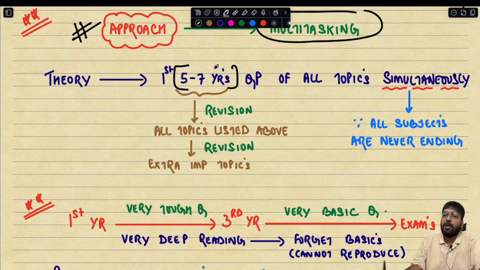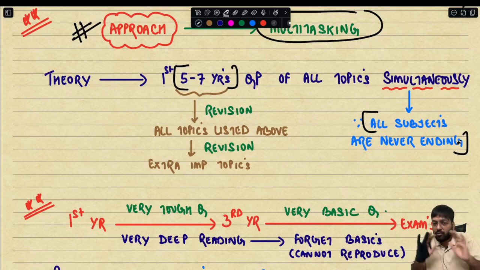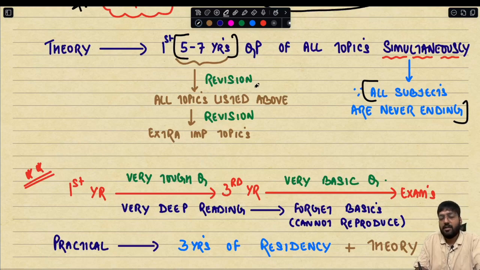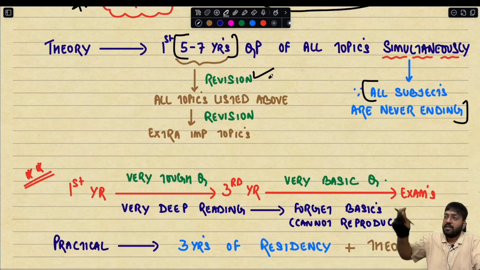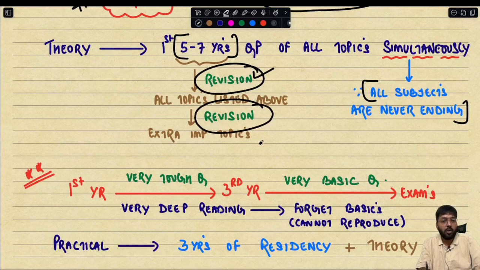Why is it important? Because any topic is very vast and all the topics are never ending. Suppose you start reading systemic path and keep on reading systemic path, it is never going to end. That is why you have to start solving questions simultaneously. And one important thing, if you just read and don't revise, then it is of no use. So revision, all the topics that I have stated, you solve all of them. First the 5 to 7 years question papers, then all the topics that I have listed above. Then extra important topics that you think, according to your university, those questions can come. Then you go for those topics, and in between you have to carry on revision always.